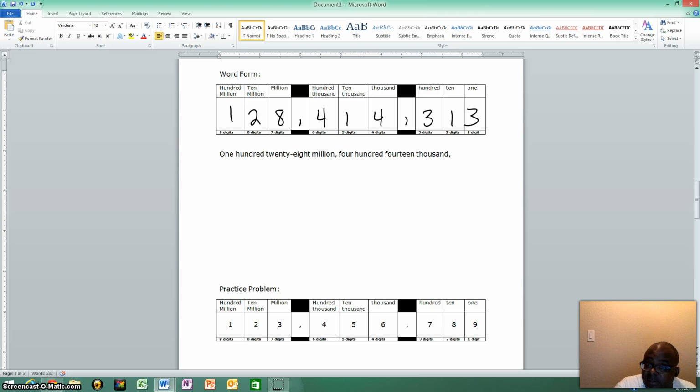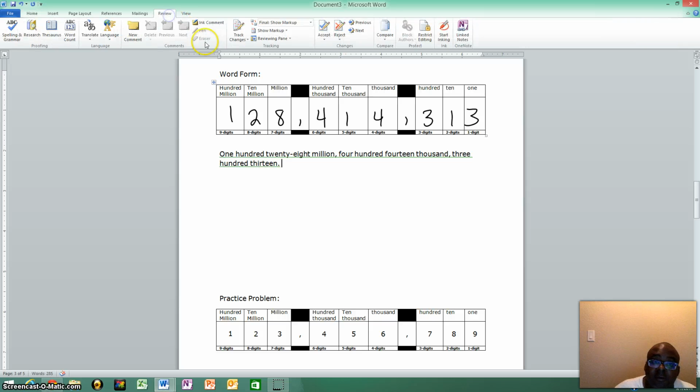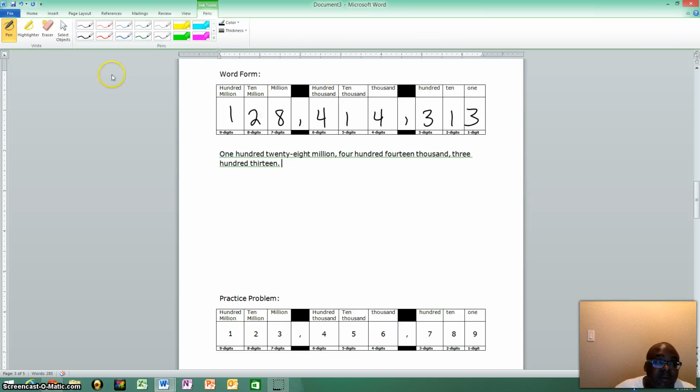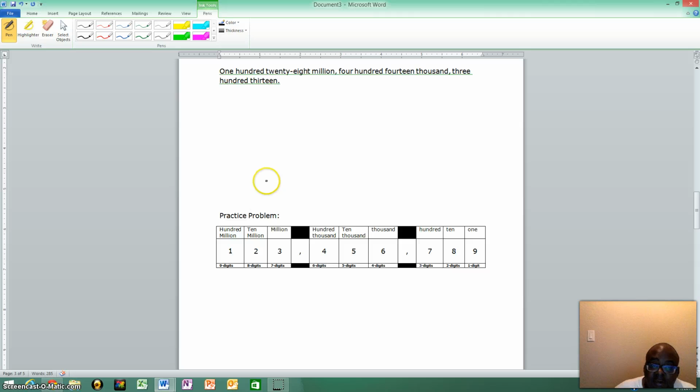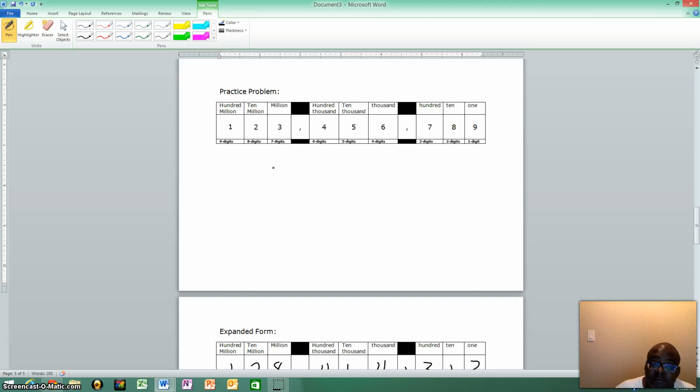And then the cool people, 313. And that's how we say that number in word form. Let me go back to my pen. Now, here's another practice problem for you to try in putting a number into word form.